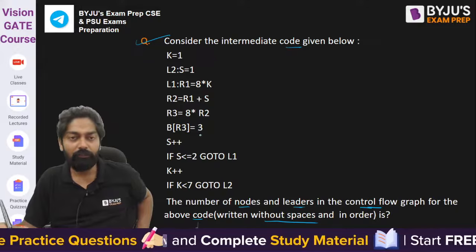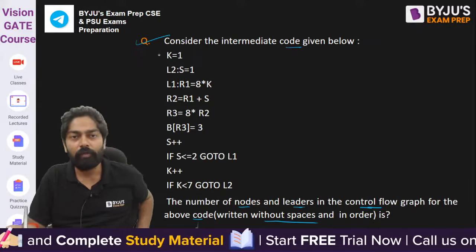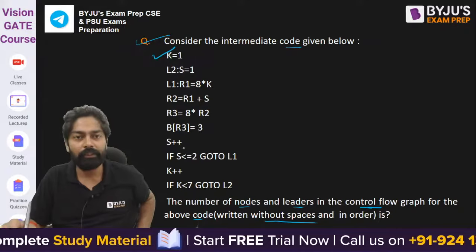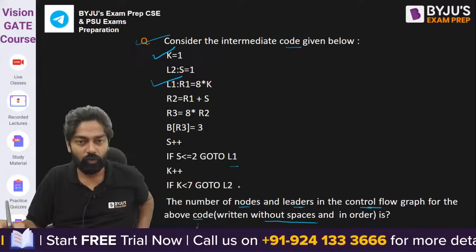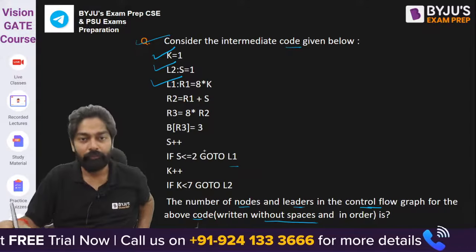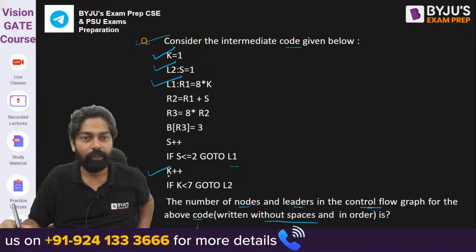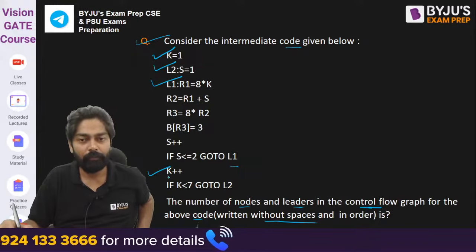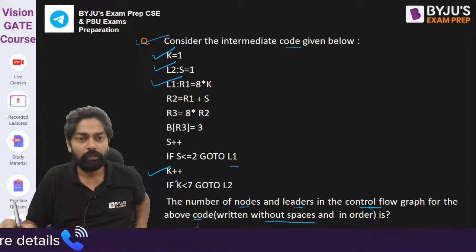I think you are able to give the answer for this one. You can try. See, this is nothing but k equal to 1, the first statement. It is a leader. Go to L1. So L1 is a leader. Go to L2. So L2 is a leader. After L1, this one is the leader. Are you getting my point? Anything more we have? No.